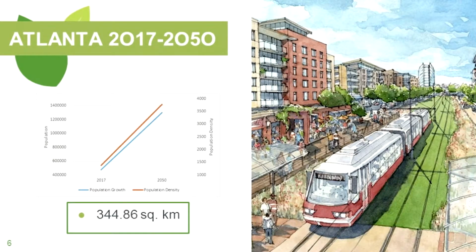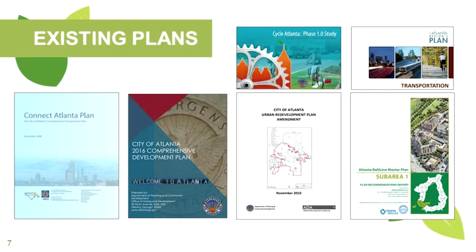Atlanta currently has a population around 450,000 people for 2017, and it's projected to grow to 1.3 million by 2050, which is almost a 3 times increase. As you can see on this graph, the blue line is the population growth, and the orange is the population density, which is projected to grow at a similar rate. And the city area is not projected to change and remain constant at 345 square kilometers.